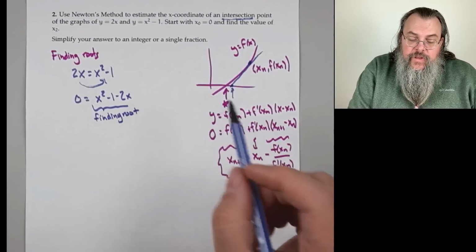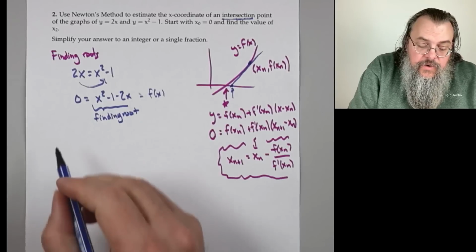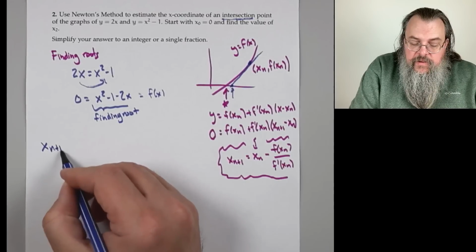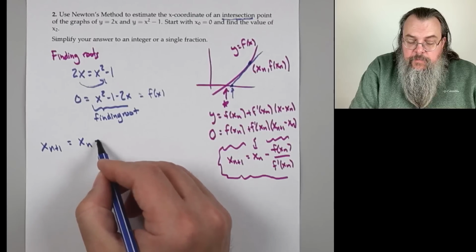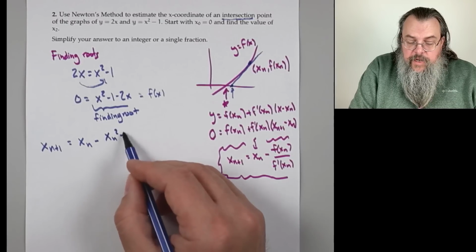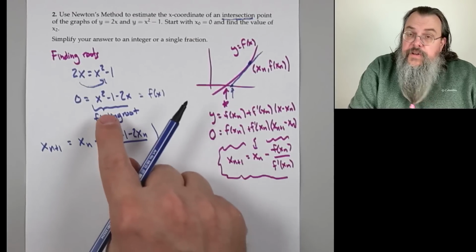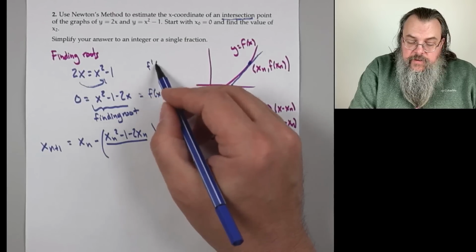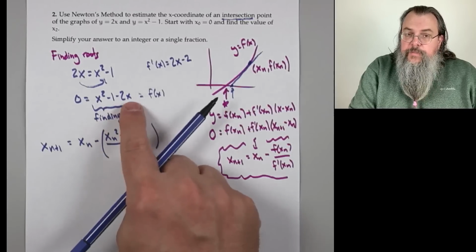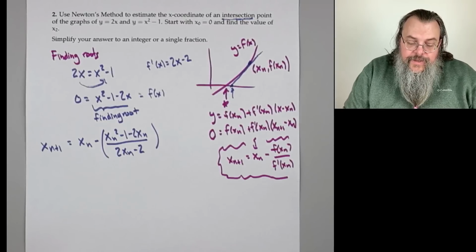Okay, so this is what we're going to call our f of x. And so our rule, well, we need to work it out, right? It says that our next guess is our current guess minus our function of x. So that's xn squared minus 1 minus 2xn over our derivative. Now, we can actually work out the derivative really quickly. That's f prime of x is 2x minus 2. Right? 2x goes away, minus 2. So 2xn minus 2. All right, good, good.